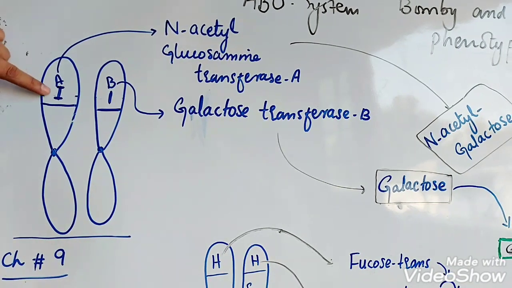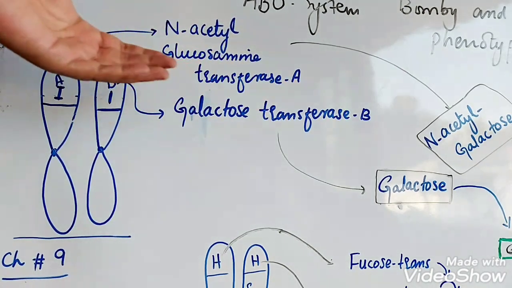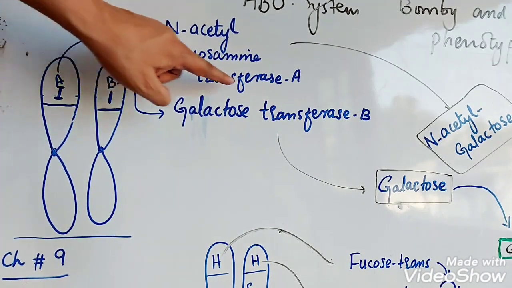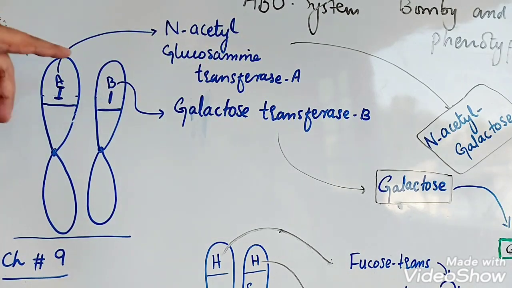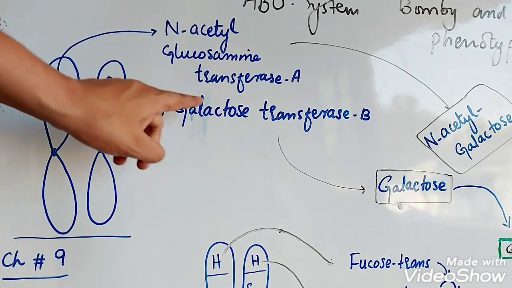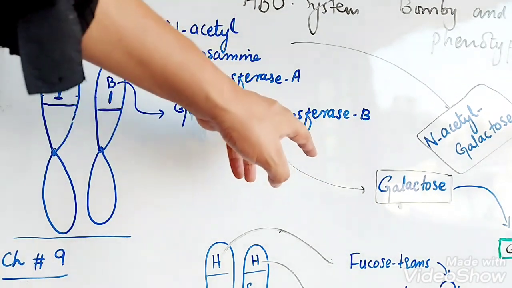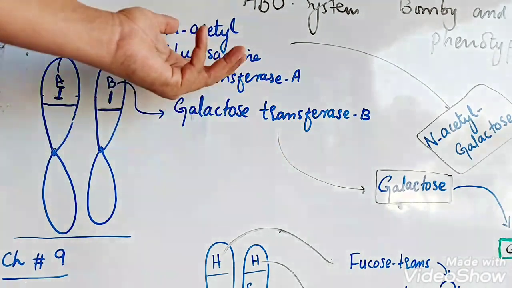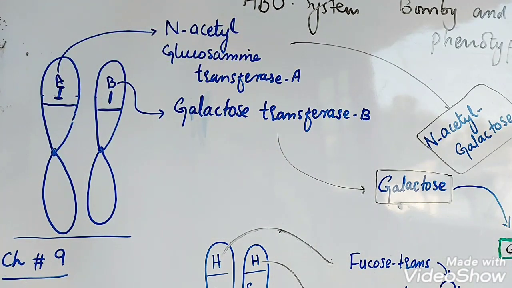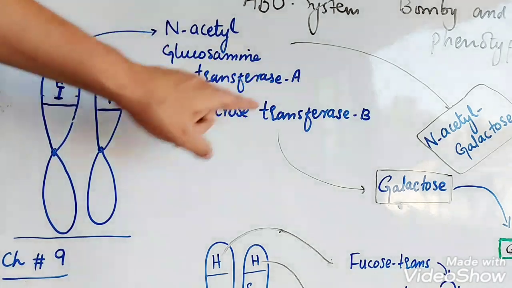Now, this allele of gene I will transcribe into the enzyme N-acetyl glucosamine transferase, which is also called transferase A. And this allele of the I gene will transcribe into the enzyme galactose transferase, or you can say transferase B. Transferase B has 4 fewer amino acids compared to transferase A. That is the structural difference, but we are not going into it. Look at this, both of these are transferases, transferase A and transferase B.